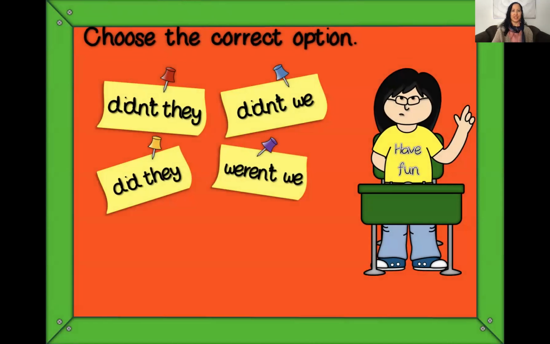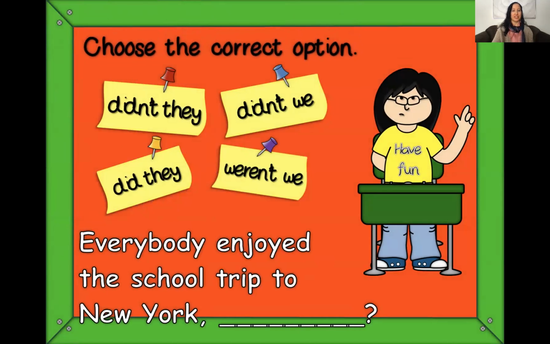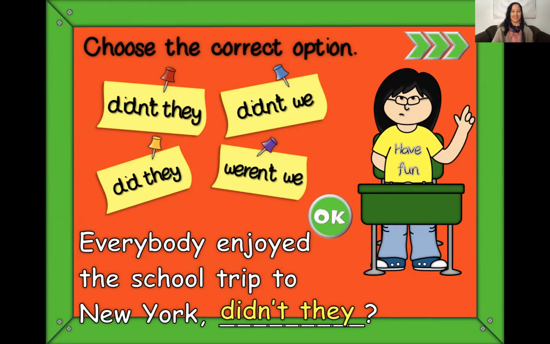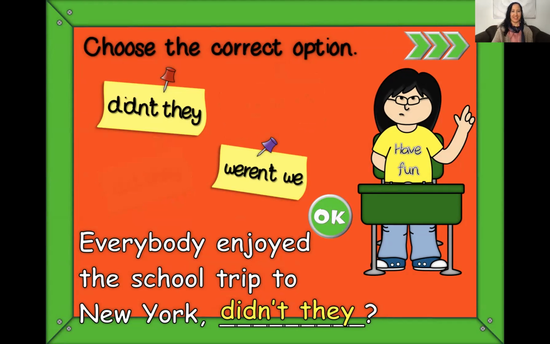Let's see how you do on this one. Choose the correct option. Everybody enjoyed the school trip to New York. What could this be? Didn't they? Very good. Congratulations. You're getting the hang of it.